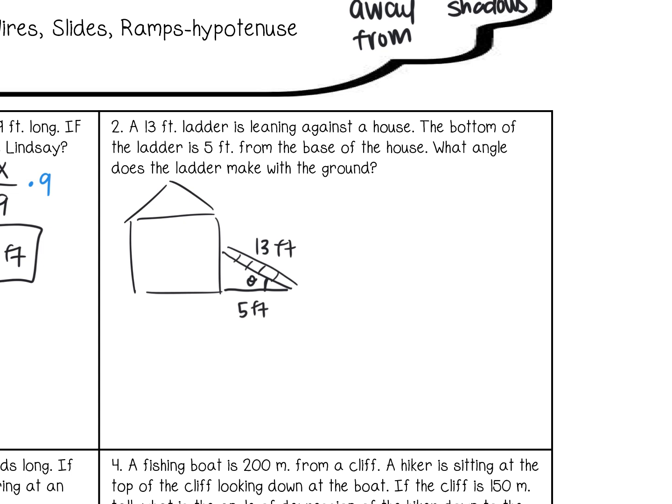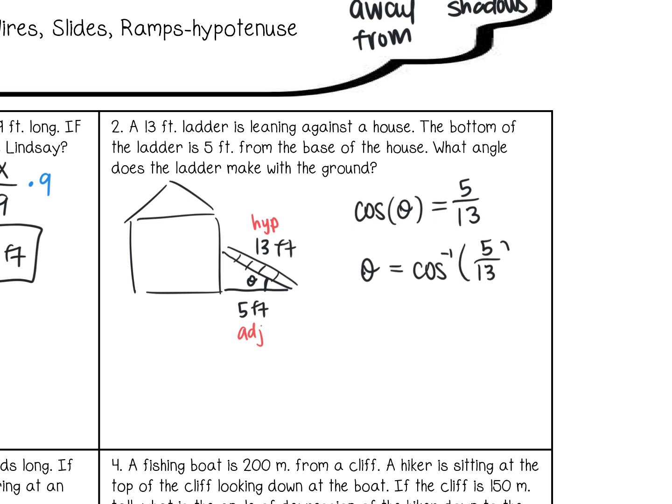So we have the adjacent side and we have the hypotenuse. That means we're doing cosine of theta equals 5 over 13. So our angle is the cosine inverse of 5 over 13. So our angle is 67.4 degrees.